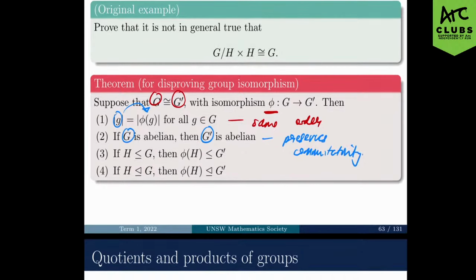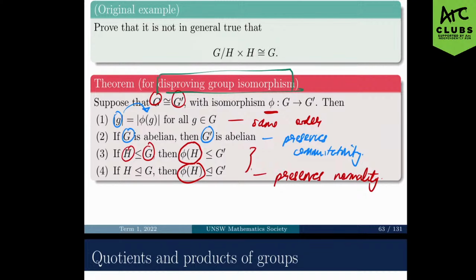Last of all, these two things. So if you've got H a subgroup of G, then if you map it to something, so you do phi of that subgroup, then that's also a subgroup. And we also preserve normality. So if it's a normal subgroup, then phi of that same subgroup is also normal. Cool. So these are 4 theorems, and why do I say that these theorems are useful for disproving group isomorphisms?